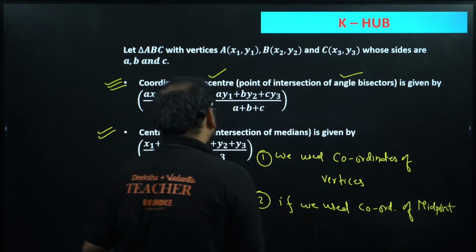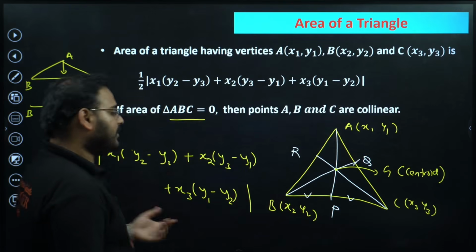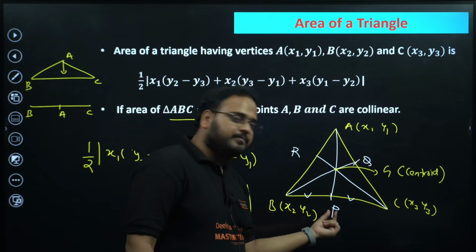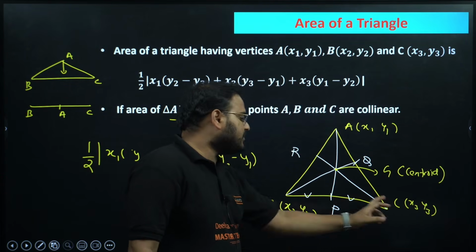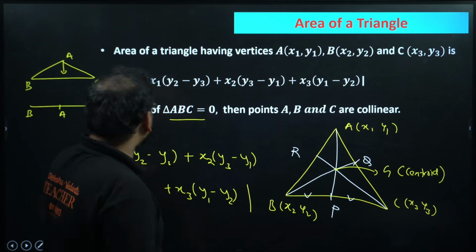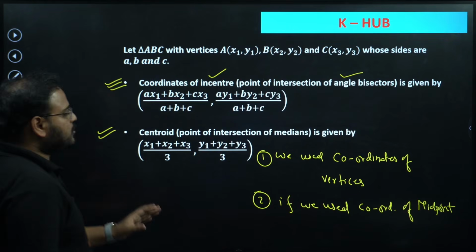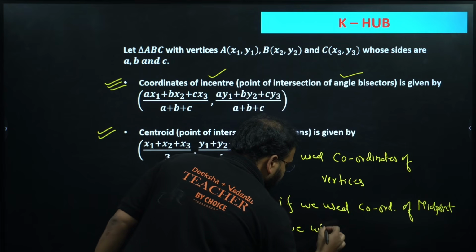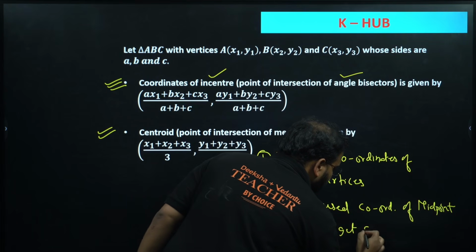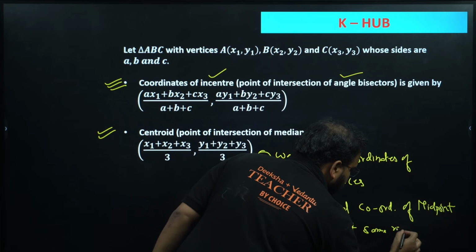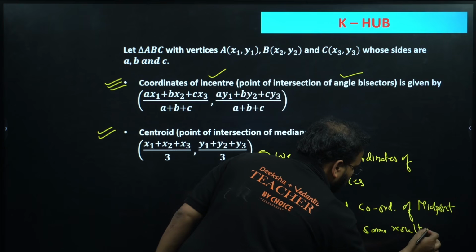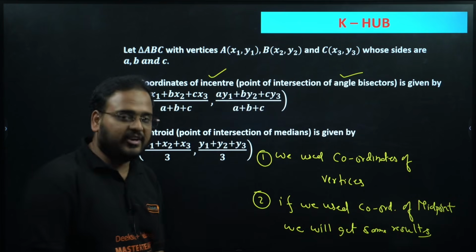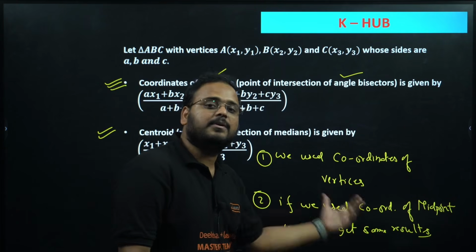For example, can we find midpoint coordinates? We can do that: (x2 + x3) by 2, (y2 + y3) by 2. So if you use the coordinates of the midpoints also, you'll get the same result. Do not worry, when I talk about the chapter 3D geometry, I'll include this concept further, okay?